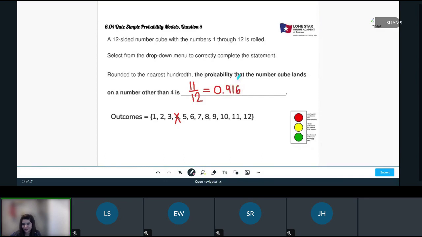0.916, and the 6 was high enough to bump the 1 up to 0.92. 0.92 is a high enough probability because it includes 11 out of the 12 numbers. There you go, 0.912 or 0.916. I got 0.916, Nina. Then I decided to round the 6 up. That 6 bumped the 1 up to a 2.